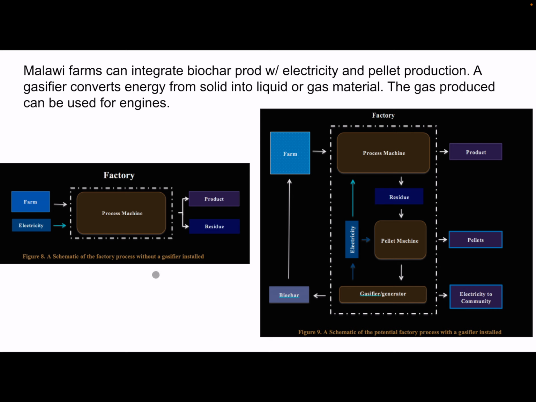So this just talks about the gasifier, and what this paper proposed is that a gasifier can be used in order to convert energy into biochar as well as into pellets and electricity. So it has a multi-system purpose, and it goes into a lot of depth on how to construct this gasifier and the different types, which I'm not really going to get into, but it's something we can consider and do future research on.